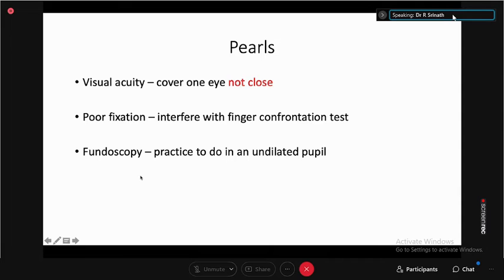And very important, at least for clinicians, what we follow is that fundoscopy should be tried and done as much as possible in an undilated pupil in a dark environment, and you will definitely get important information. Unnecessary dilatation of the pupil is not recommended.